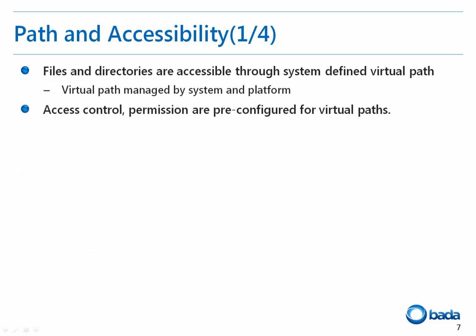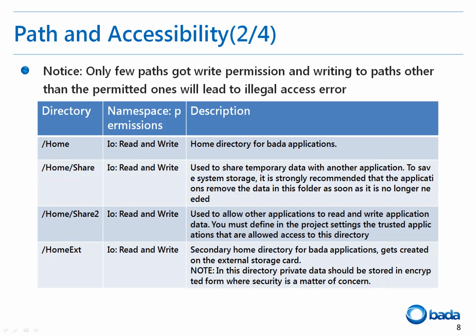Files are accessed through system-defined virtual path prefixes. Access controls and file permissions are pre-configured by the platform itself and can't be modified. Applications have the right access only for selected directories, so proper attention should be paid to code that requires the right access. A detailed list of accessible paths and permissions is provided in the coming slides.